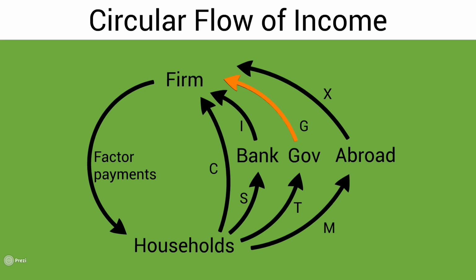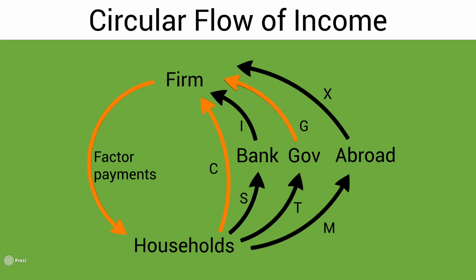In order for this bridge to be produced, factors of production must be used. Factors of production must be compensated for their time and their use, which means that households receive factor payments. This is represented by the orange arrow going from firms to households. Households then use this money to consume goods from other firms, and this is represented by the orange arrow going from households to other firms.